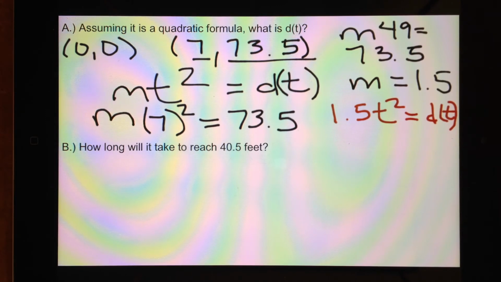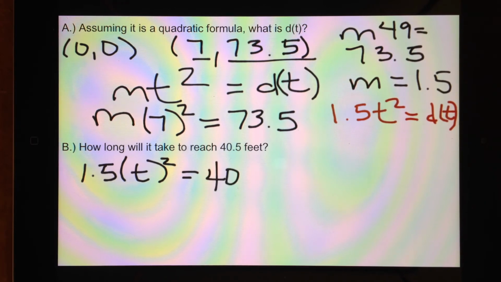Now we're asked, how long will it take to reach 40.5 feet? Since we know what the equation is now, we can take 1.5 and just simply enter the terms. What we don't know is t squared, or just t. So we divide each side by 1.5, and we will get 27.